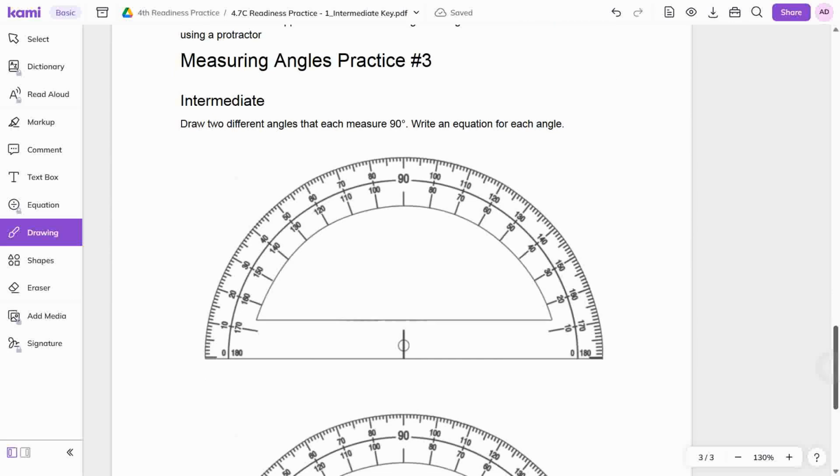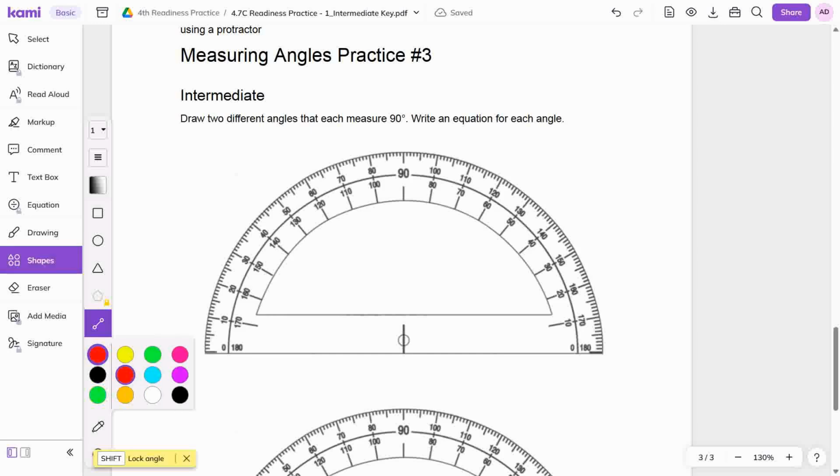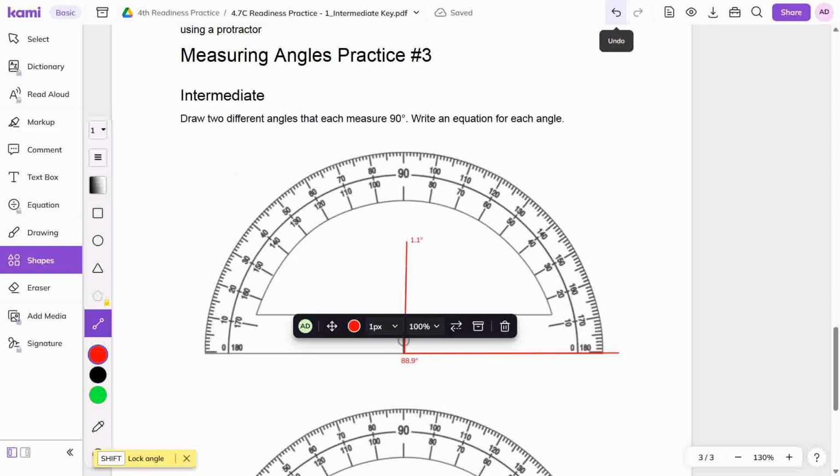So now we need to draw two different angles for 90 degrees, and then let's write the subtraction equation that's going to show how we figured out that it's 90. All right, so we'll start with probably the simplest one. And so the simplest 90 degrees is, let's start with one line right here on that bottom. There we go. On that 0, 0 line, or that 0, 180 line. Okay. And then we'll get the other one going straight up and down.